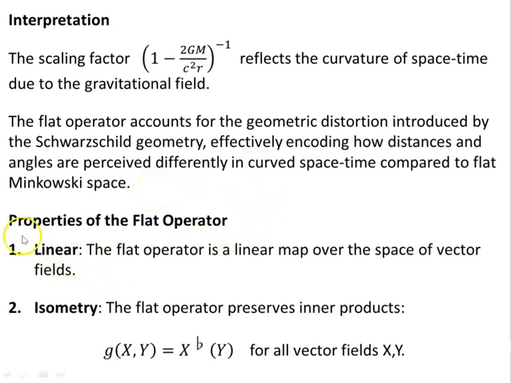Okay, properties of the flat operator. It's linear. The flat operator is a linear map over the space of vector fields. Isometry. The flat operator preserves inner products, angles between vectors. So the inner product of the vectors x and y is the x flat operator acting on y, for all vector fields x, y.